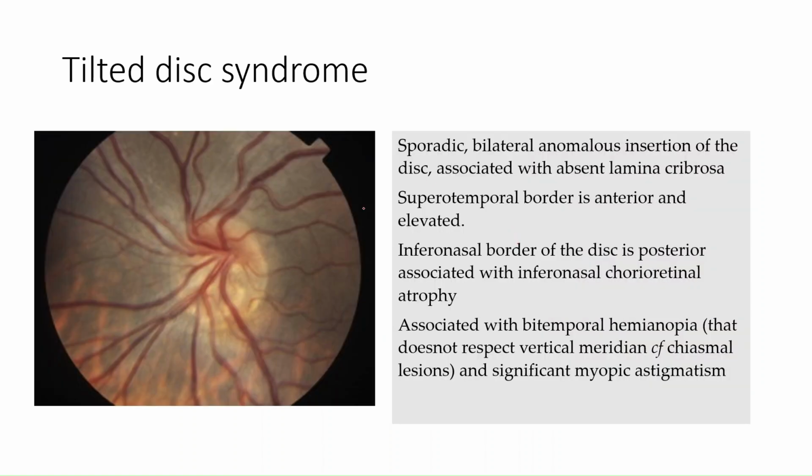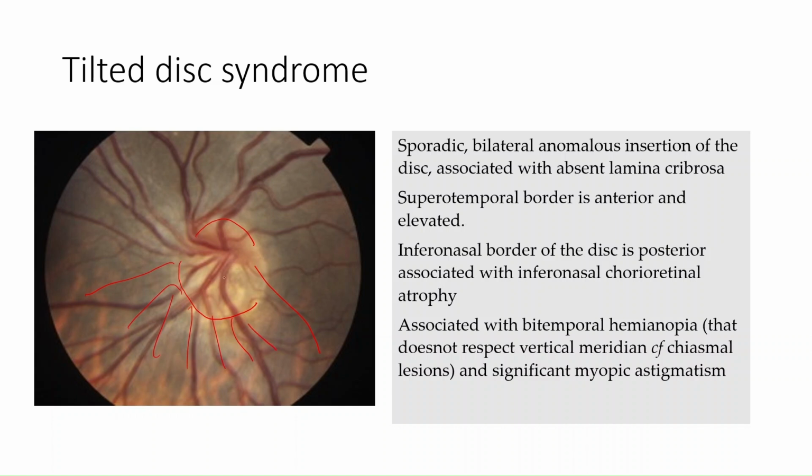The next is tilted disc syndrome. This is a fairly common anomaly. If you can see, the vessels are arriving from the optic nerve in a tilted fashion. So the disc itself is inserted in a tilted fashion so that the superotemporal border is anterior and elevated, whereas the inferonasal border is excavated or more posterior. Along with this, there is inferonasal retinochoroidal atrophy of the retina.